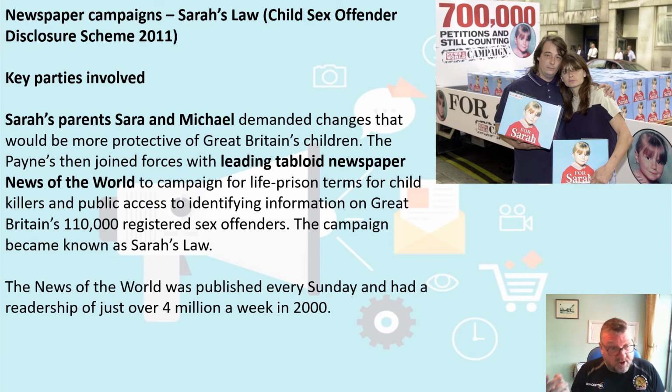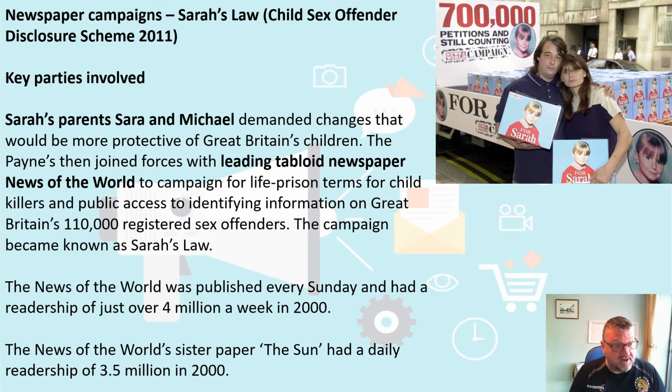Right, the News of the World, just so you know, was published every Sunday. It was a Sunday paper, and that had a readership in the year 2000 of about 4 million people a week. So the highest selling Sunday paper. And its sister paper, The Sun, its daily readership was about 3.5 million. So the campaign had the backing of the 2 papers that had the highest readership in the country. So it got out to a lot of people.